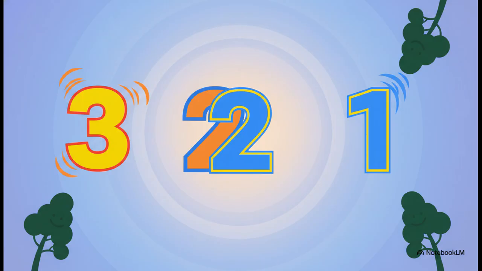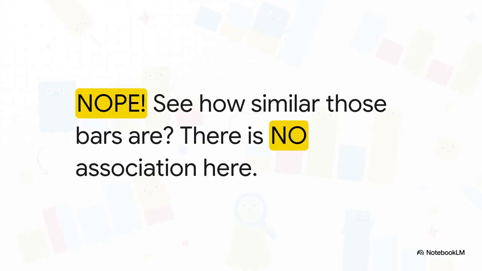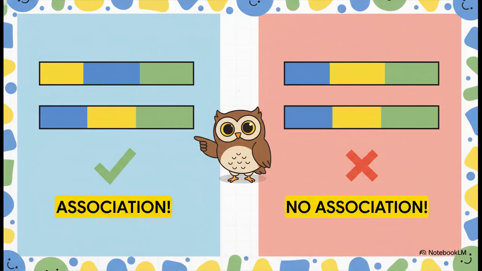In 3, 2, 1. Nope, no association here. See how the colored parts of both bars are pretty much identical? That tells us there's no real connection between a tree being deciduous or evergreen and its height, at least not with this data. So, what's the one big rule you need to remember?